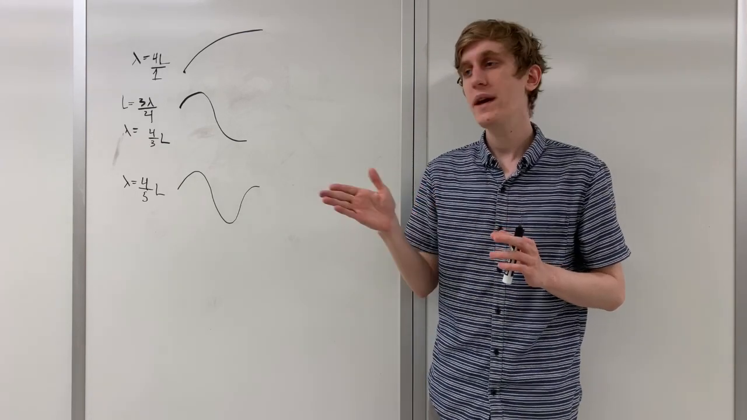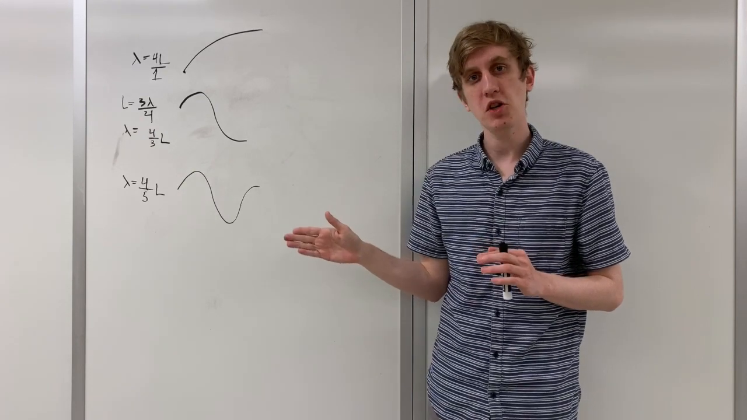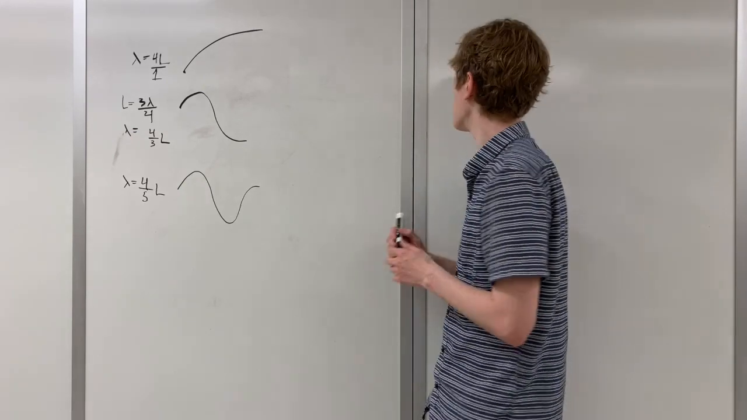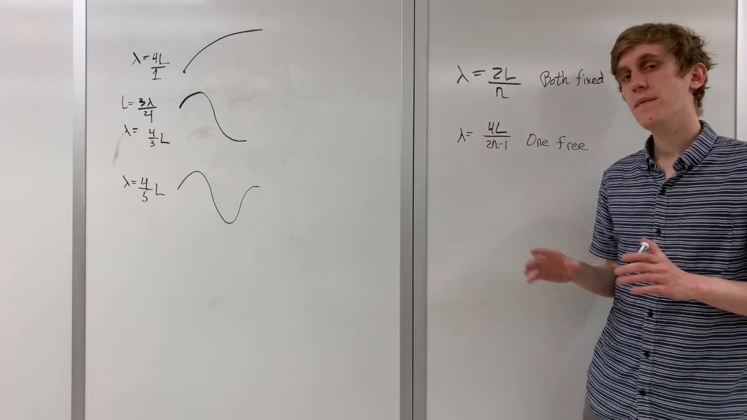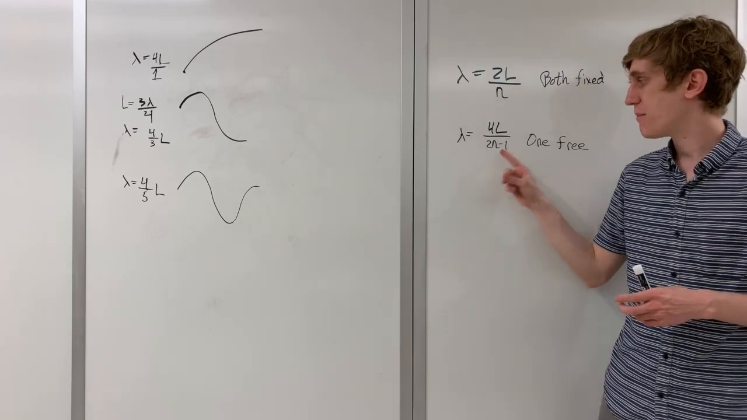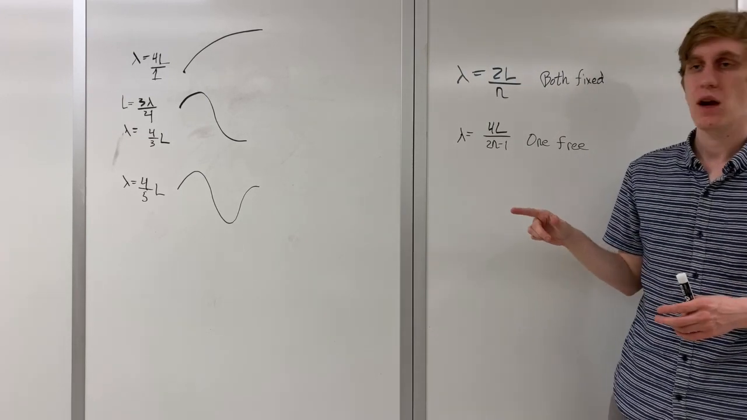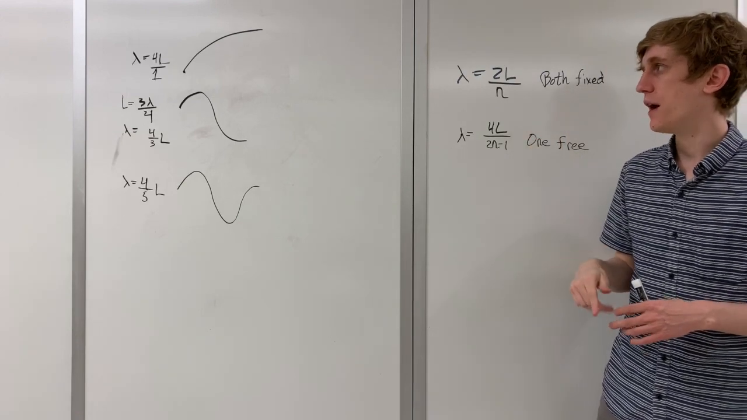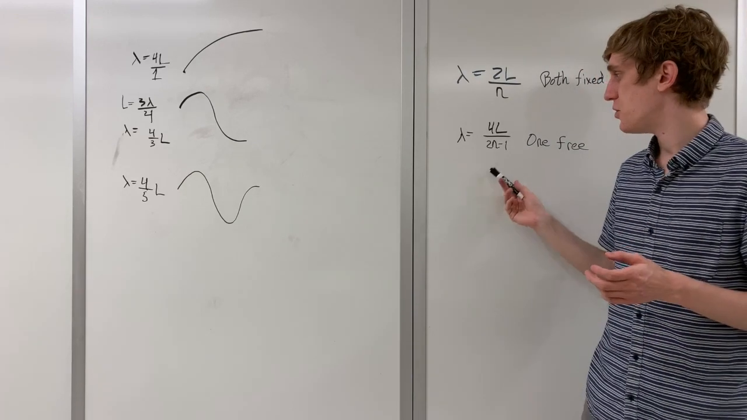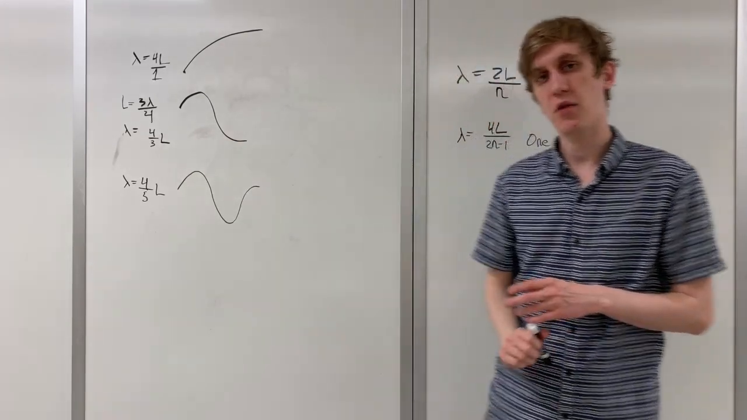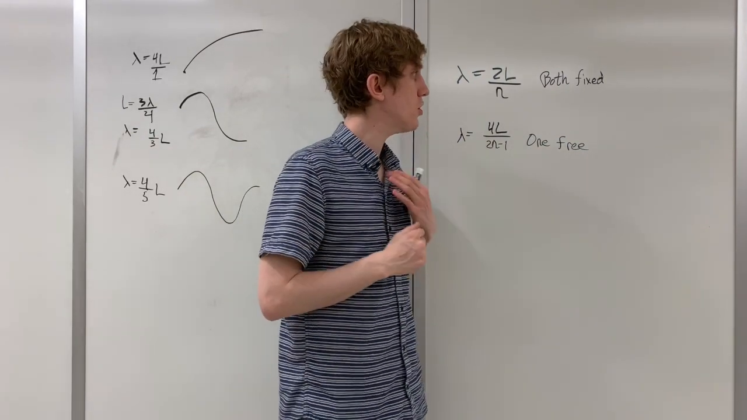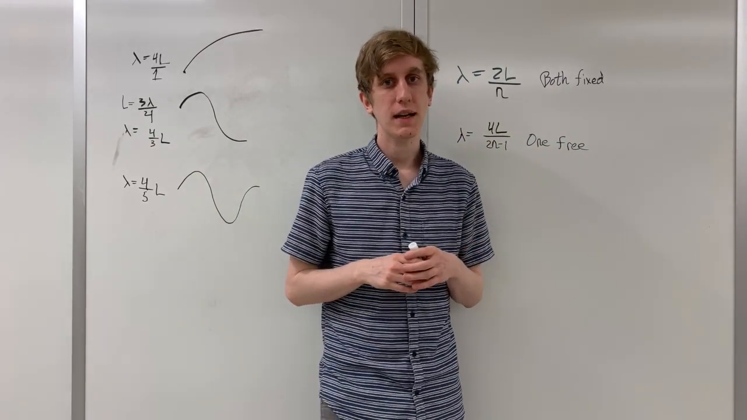Just as before, we can write out a mathematical expression that represents all of these waves. It looks like this. As before, n is just an integer, a counting number. For example, if we plug n equals 1 in here, we get 4L divided by 1, which is of course the wavelength of our first wave. Plugging in 2 gives us 4L divided by 3, and so on. When doing standing waves, it's important to know which kind you're using.